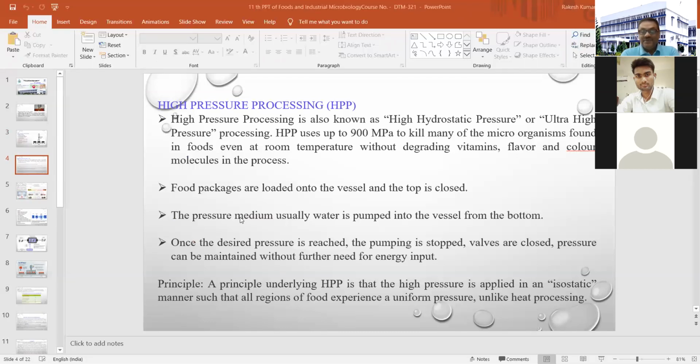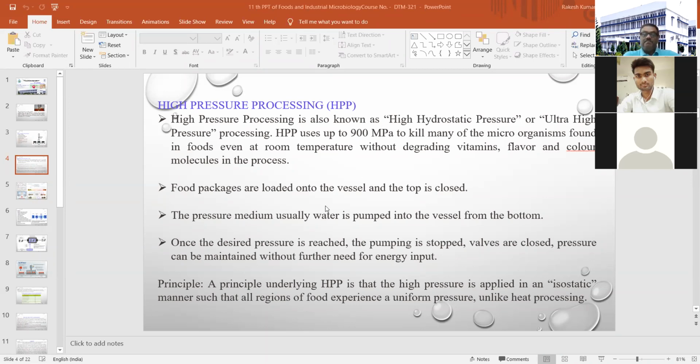As you know, it is also known as high hydrostatic pressure or ultra high pressure processing. And what is happening in this particular high pressure processing method? It uses up to 900 megapascal to kill many of the microorganisms generally found in your food, even at your normal room temperature, without degrading vitamins, flavors, colors, or molecules in the process. So you can use this technology at room temperature condition.